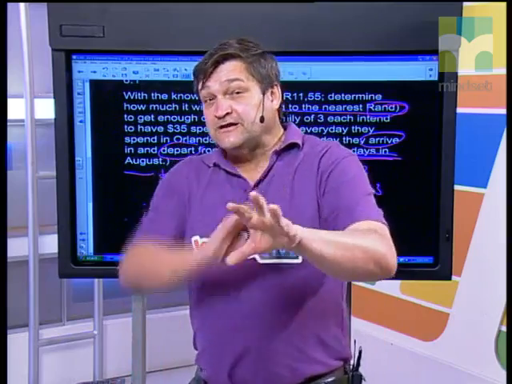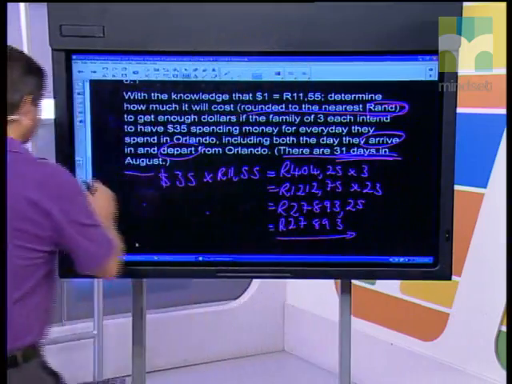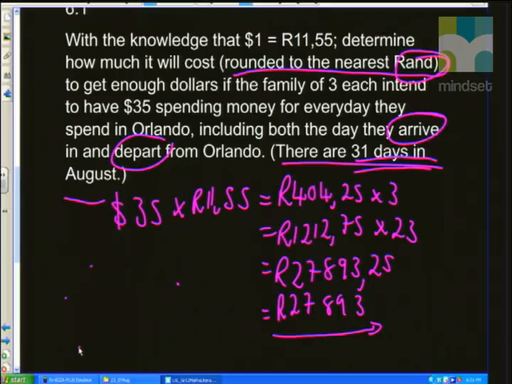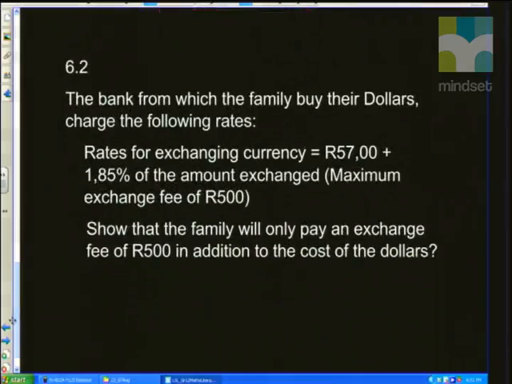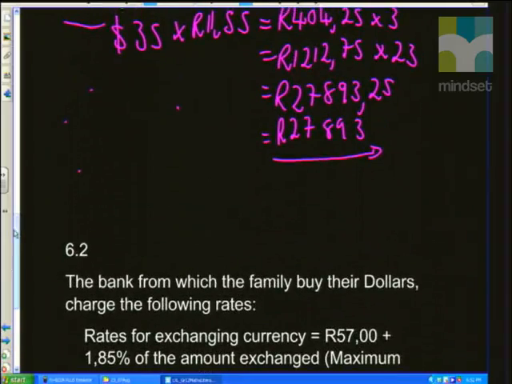Now, let's move on and look at this whole concept of commission. So off we go. We say to the bank, we want to know how much commission we are paying. So here it is. The bank from which the family buy their dollars charge the following rates. The rate for exchanging currency is 57 Rand plus 1.85% of the amount exchanged. Maximum exchange fee of 500 Rand. Show that the family will only pay an exchange fee of 500 Rand in addition to the cost of the dollars.